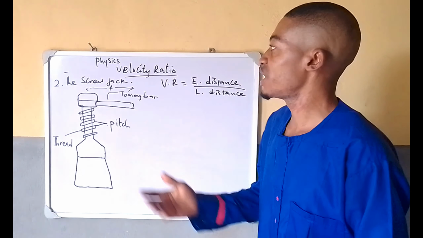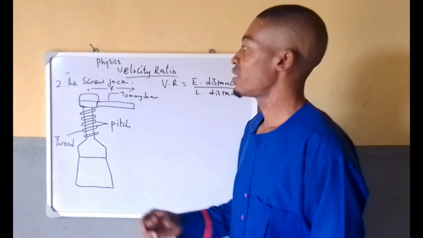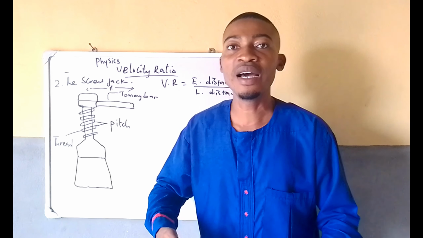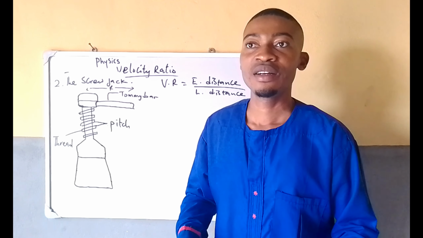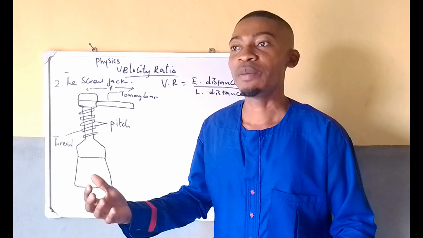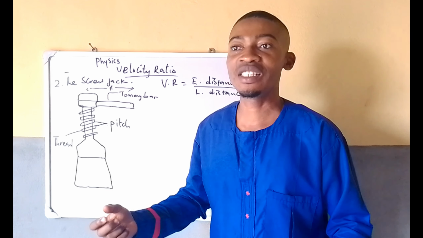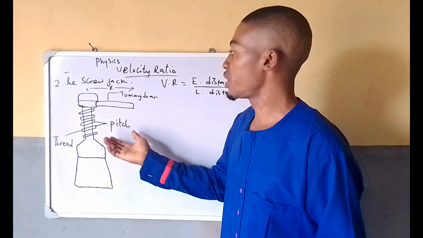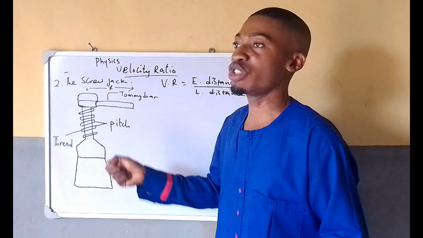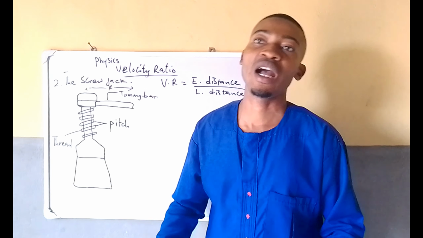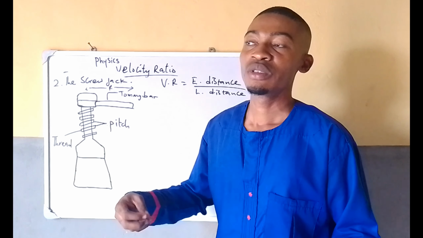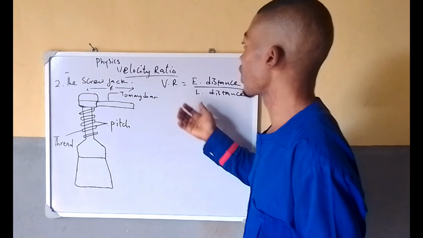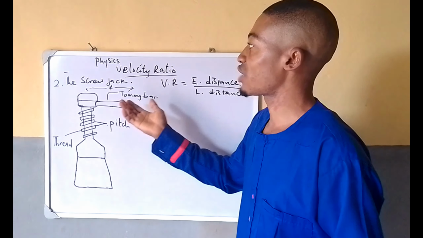So the second machine is the screw jack. Now the screw jack is a very simple machine that is used in lifting maybe a car where you want to loosen a particular tire from a car or a vehicle. You use this very simple machine called a screw jack to lift the car and you can loosen your tire. Now this machine, we can calculate its velocity ratio just as we did to that of the inclined plane.